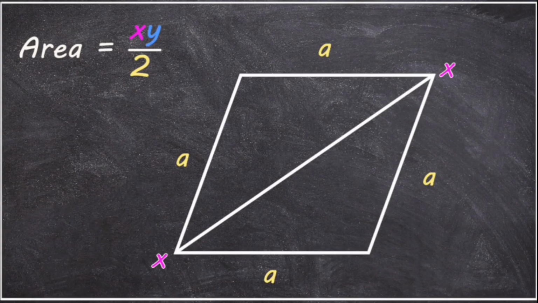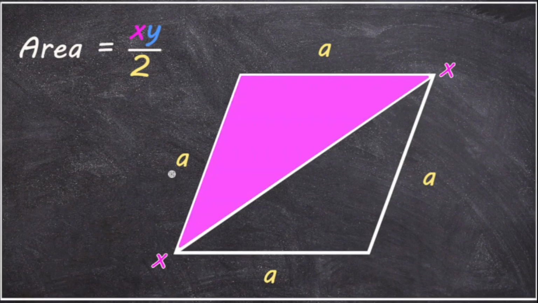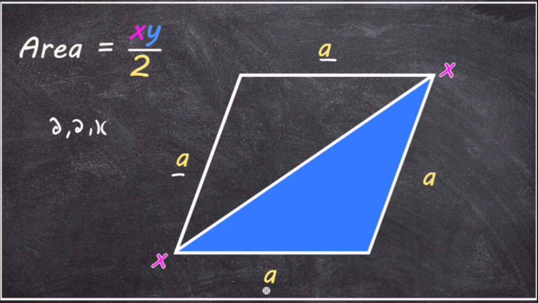Now let's examine the edges of these triangles one at a time. Starting with the top triangle, we can see that the sides are A, A, and the diagonal x. Now looking at the bottom triangle, we can see that the edges of that triangle are A, A, and the diagonal x. Clearly, the two triangles have the same three sides, and because they share those same three sides, they must be congruent. In other words, they are exactly the same size.